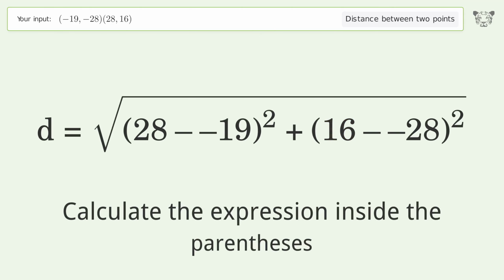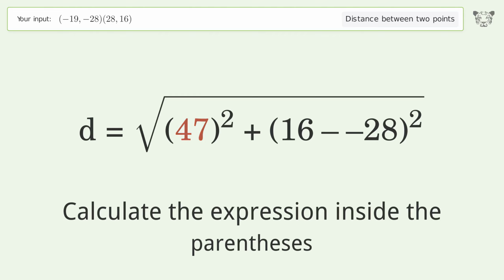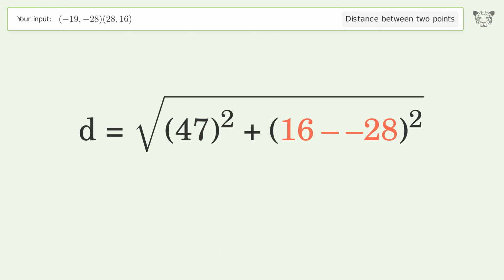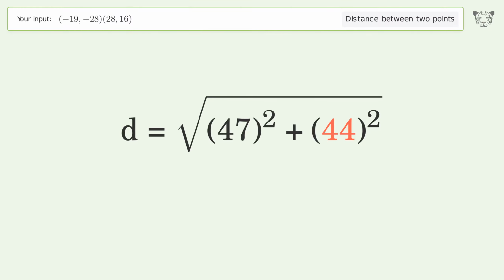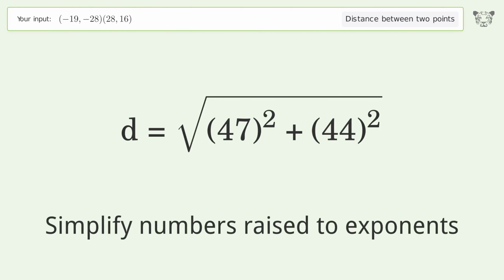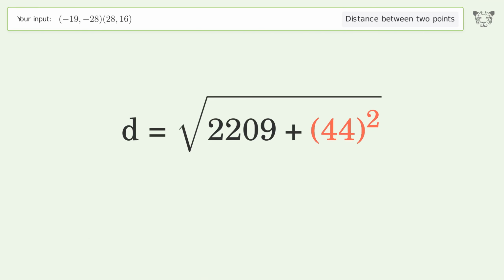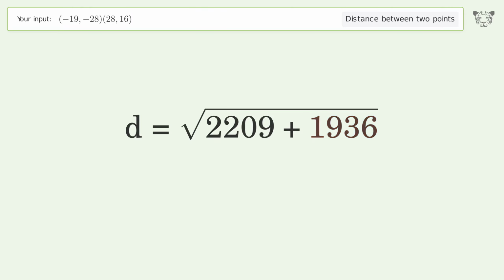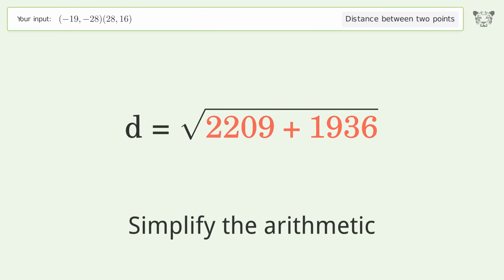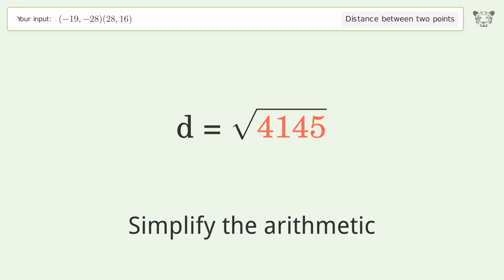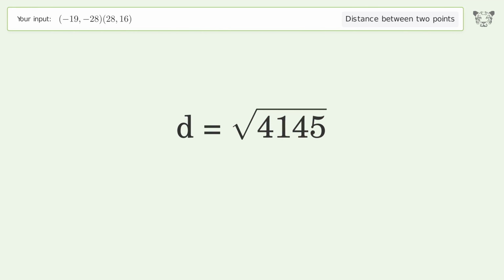Calculate the expression inside the parentheses. Simplify numbers raised to exponents. Simplify the arithmetic. And so the distance between the 2 points is the square root of 4,145, or 64.382.